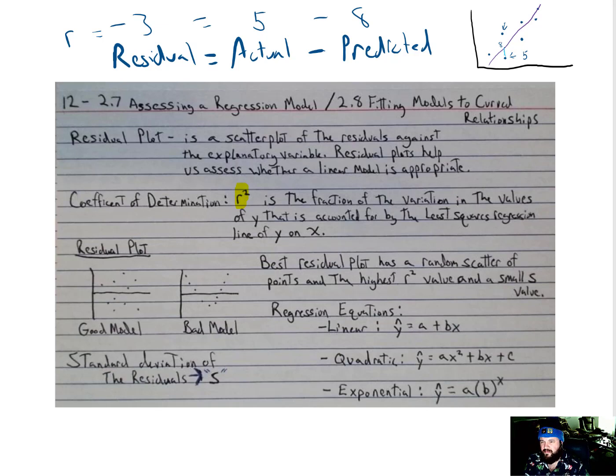The best residual plot has a random scatter, a high coefficient of determination, and a small s value, which is the standard deviation of the residuals. The good model is the one with all the scattered points. And the bad model is if the residual plot has a shape, if it forms a V or a U.